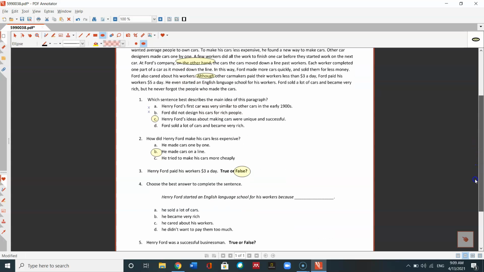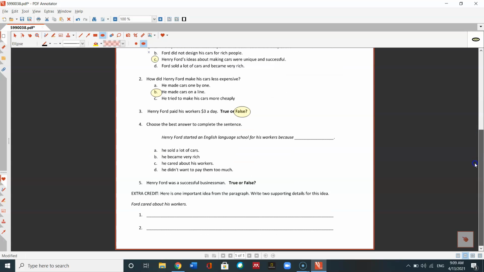Okay, choose the best answer to complete the sentence. Henry Ford started an English language school for his workers because why? He sold a lot of cars. He became very rich. He cared about his workers, or he didn't want to pay them too much. So here we see he even started an English language school for his workers. Let's see if we can see the reason why. The reason why is Ford also cared about his workers.